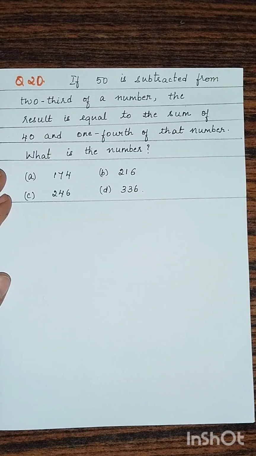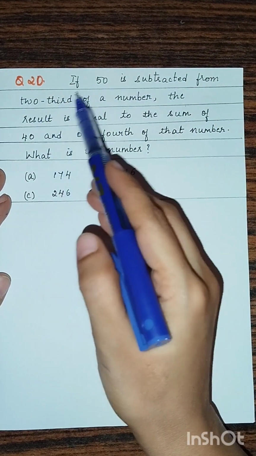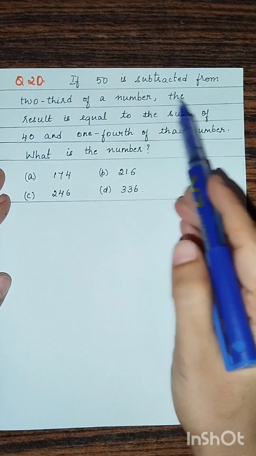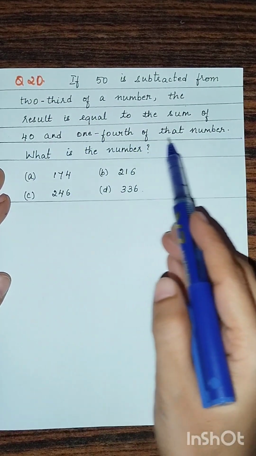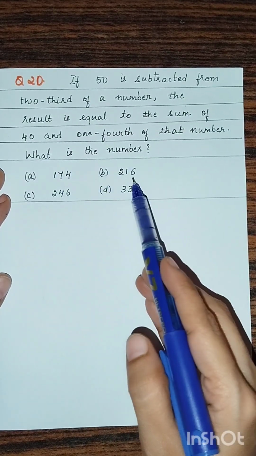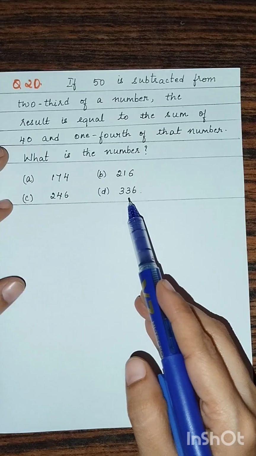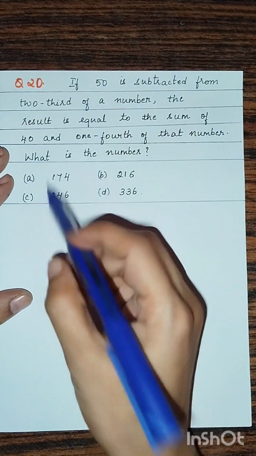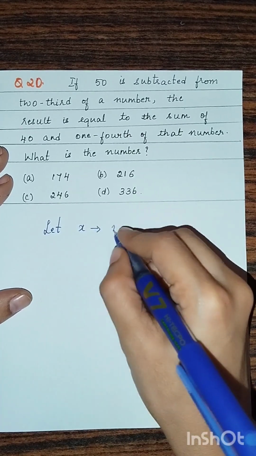Question number 20. If 50 is subtracted from 2/3 of a number, the result is equal to the sum of 40 and 1/4 of that number. What is the number? 174, 216, 246, 336. So let us label the number. Let x be the number.